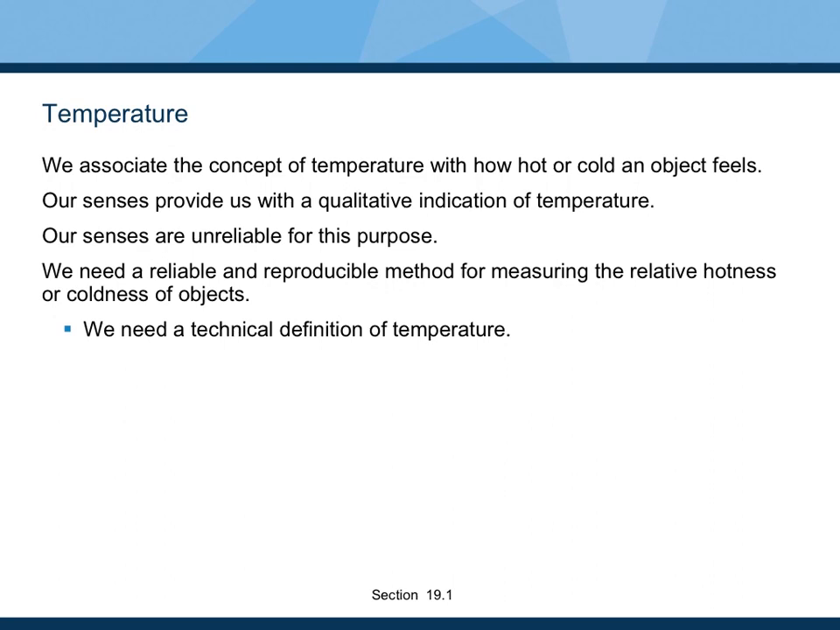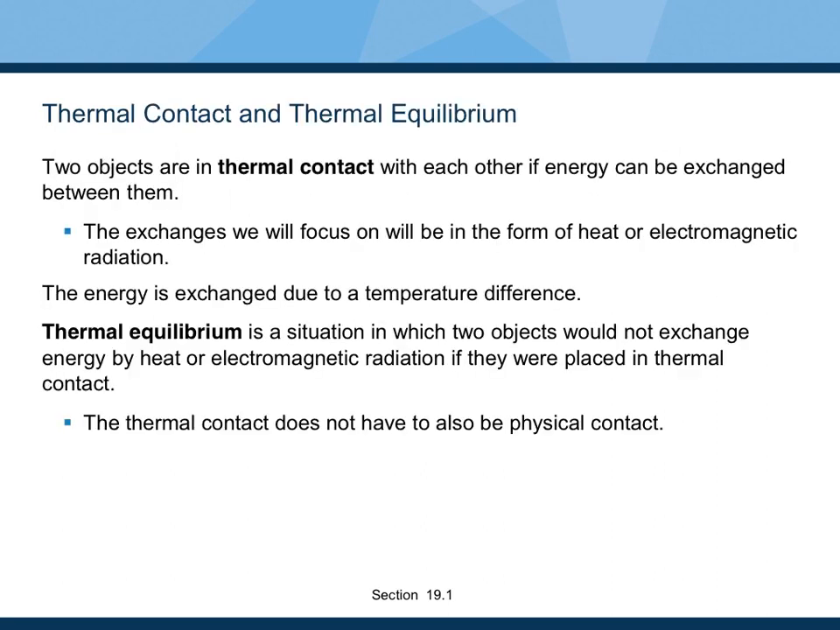In daily life, we usually associate temperature with how hot or cold an object feels. It is unreliable, so we need a more technical definition of the temperature. To define temperature, we need to develop two more concepts: thermal contact and thermal equilibrium. If two objects are in thermal contact, then the energy can be exchanged between them. The energy is exchanged due to a temperature difference.